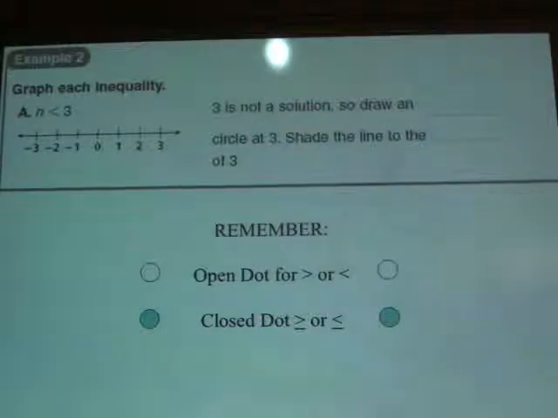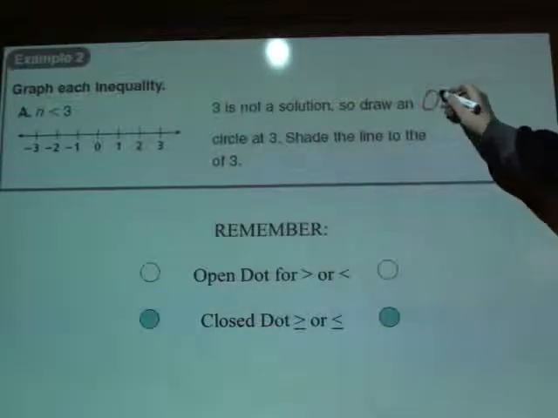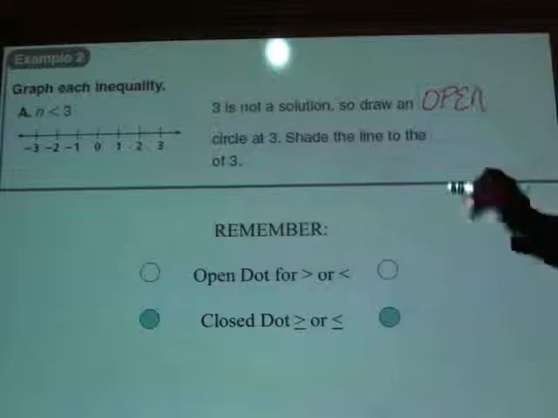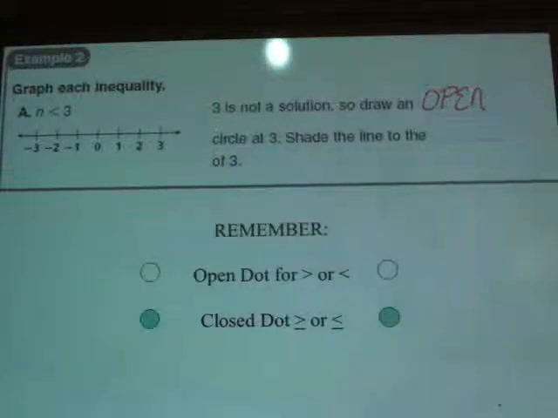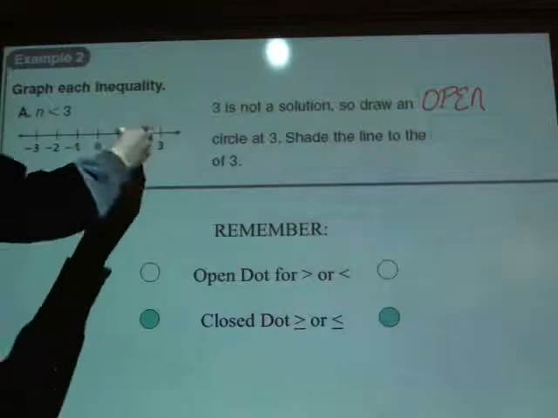So looking at 2a here, it says n is less than 3. So 3 is not a solution here. All right, if it had the line underneath where we said n is less than or equal to 3, then 3 would be one of the possible solutions. But here it just says n is less than 3. So what I'm going to do is go to 3 and draw an open circle at 3. And again, that's going to be how I know that it's one of the symbols that does not have the line underneath it right here.